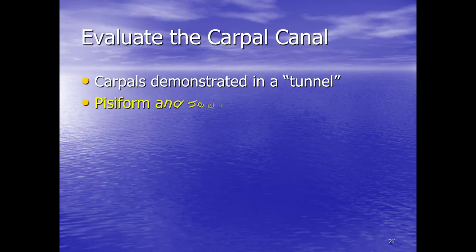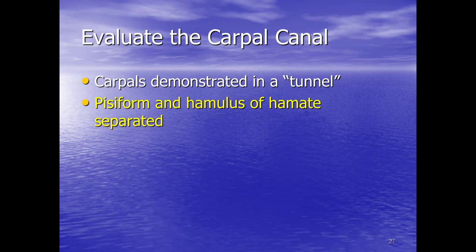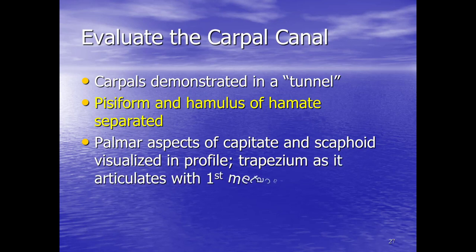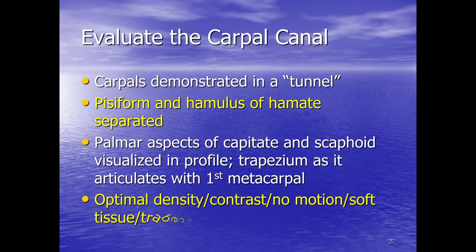So your carpals are demonstrated. They'll look like a tunnel. Your pisiform and the hook of your hamate will be separated. The palmar aspect of the capitate and scaphoid will be visualized. The trapezium, as it will articulate with the first metacarpal. And then you just need to make sure that you have optimal density. You're still maintaining a short scale of contrast or a narrow dynamic range. You should have no motion, and you should be able to see the trabecular markings on the bone.